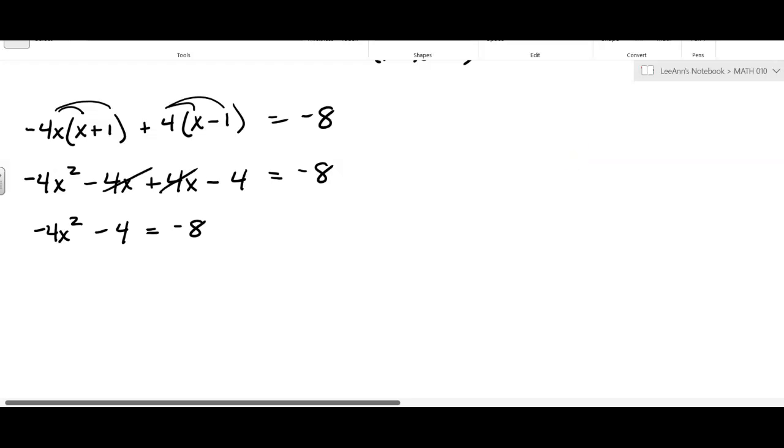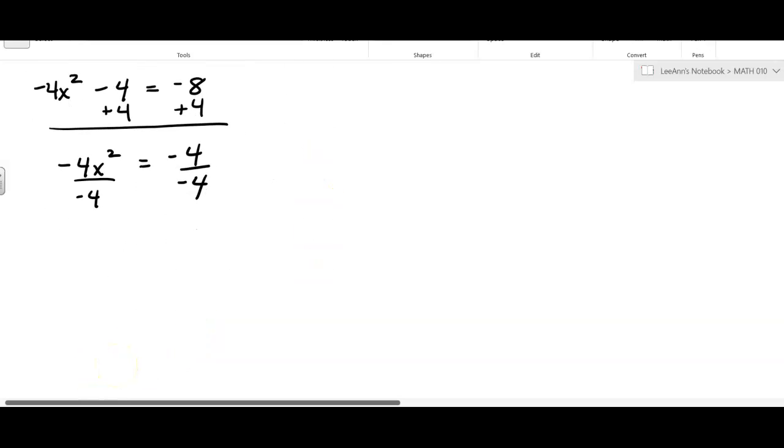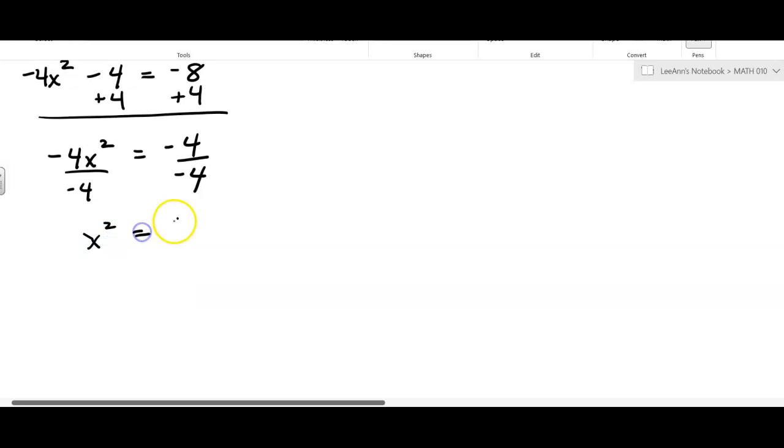I'm going to say this is a quadratic equation, but because I just have the one term that has x in it, I'm going to get that term by itself. So I'm going to add 4 to both sides, giving me -4x squared equals -4. I'm going to divide both sides by -4. So I'm going to run out of room. I'm going to get x squared equals 1. That's quadratic, but I can take the square root of both sides, right? So I get x equals a -1 or a +1.